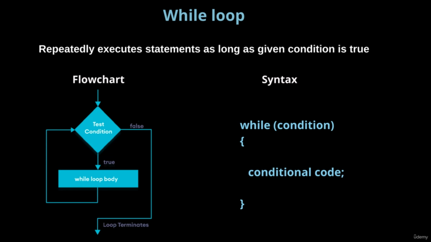First of all, the condition will be checked. If it is true, the code block will execute, and it will keep on executing. As soon as the condition is false, the loop will get terminated. But it's something more than that. Let's see it practically.